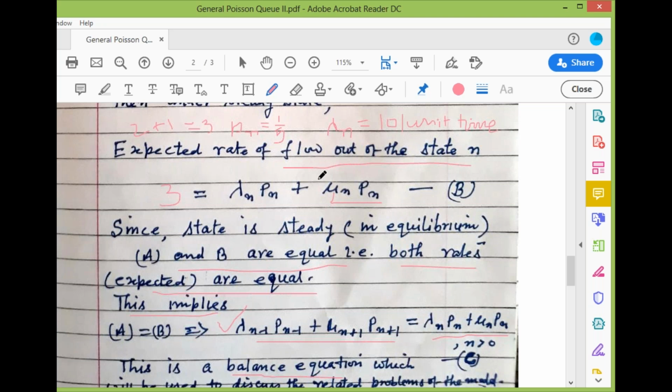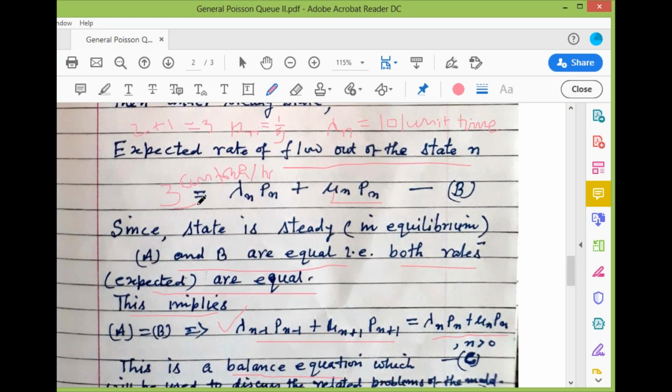Flow out of the state n means 3. What is the unit here? One is the time, another is the customer. So the expected rate of flow out of state n means 3 customers per unit time, per hour, for example. Per unit time is hour. So 3 customers per hour. Ultimately we are talking about the concept.